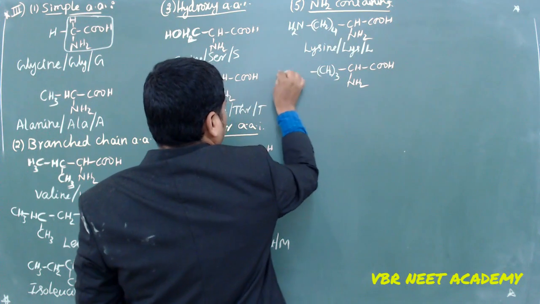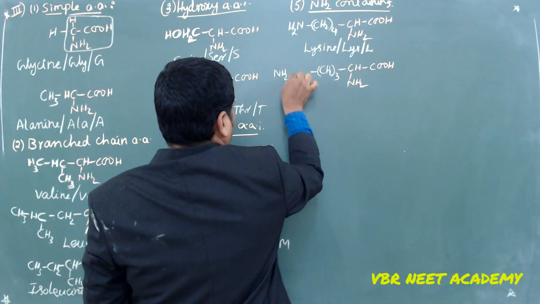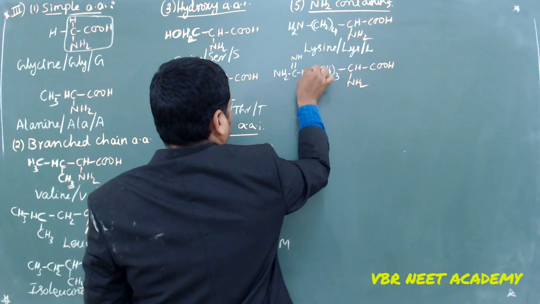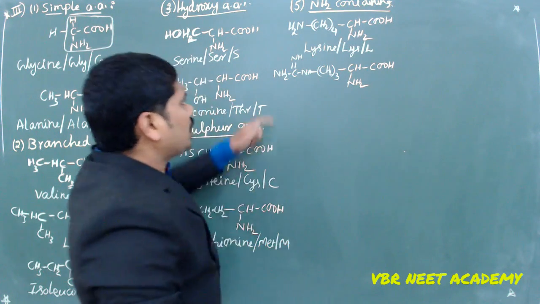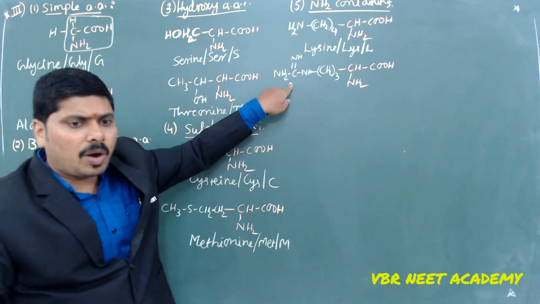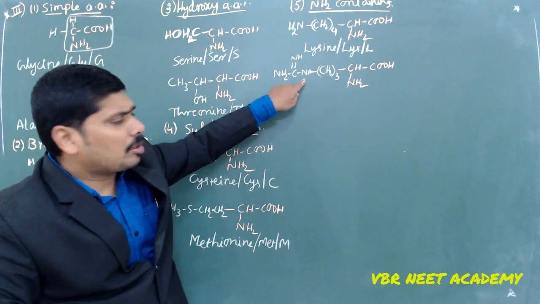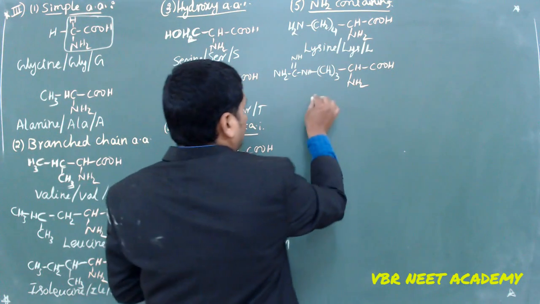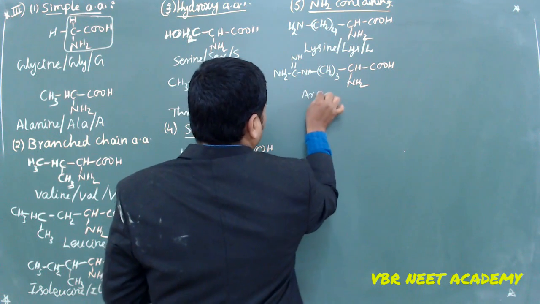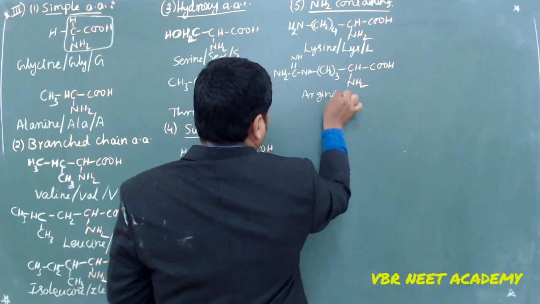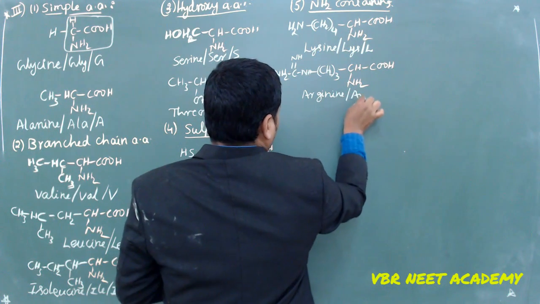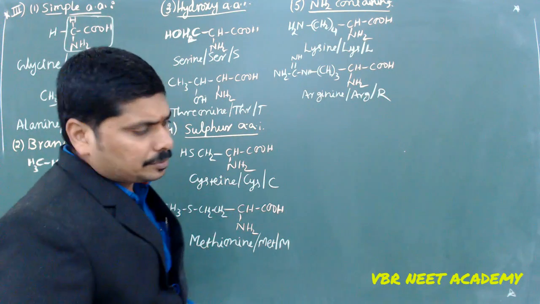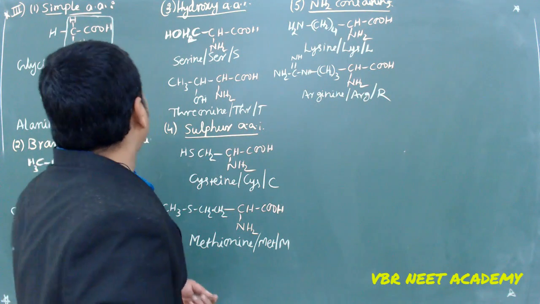CH2 thrice, NH2, C double bond NH, NH. This is called a very important group. It's a guanidino group. Gamma guanidino group is going to be present. This amino acid name is arginine, ARG, and we are going to give R for this one.